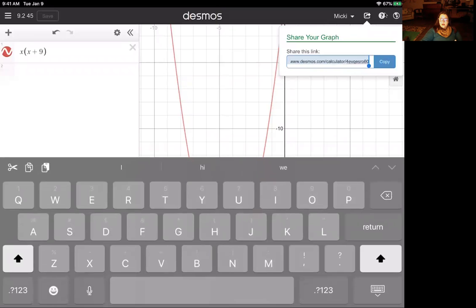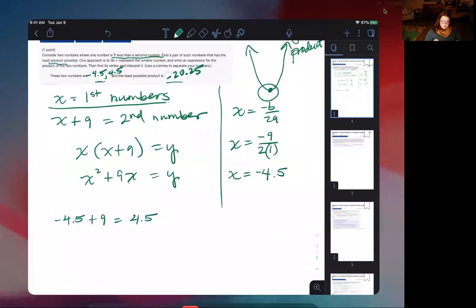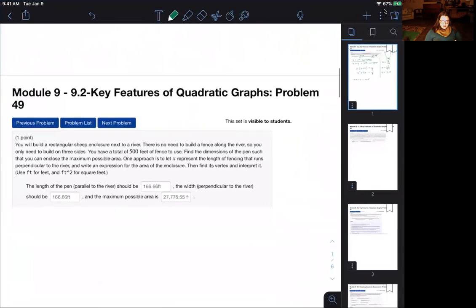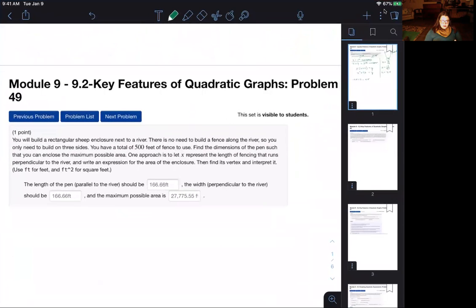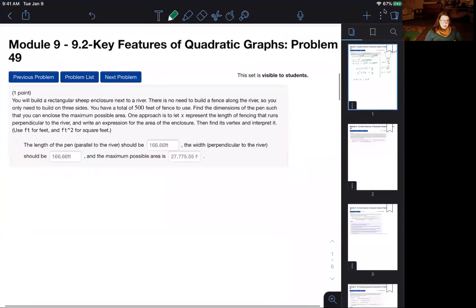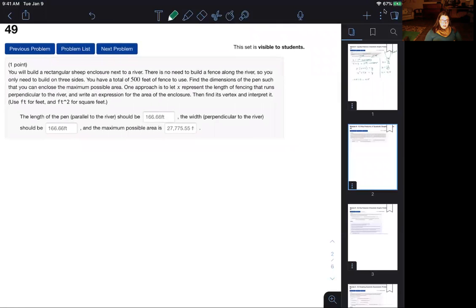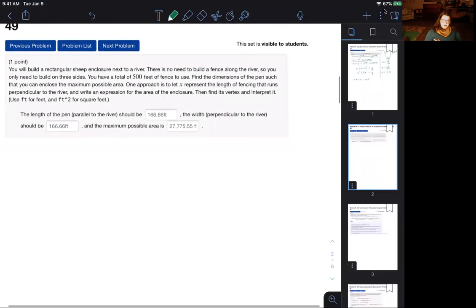Okay, let's go on to the next one. So I'm going to go back to my app here. And this one is 9.2, number 49. So you're going to build a rectangular sheep enclosure next to a river. There's no need to build a fence along the river.